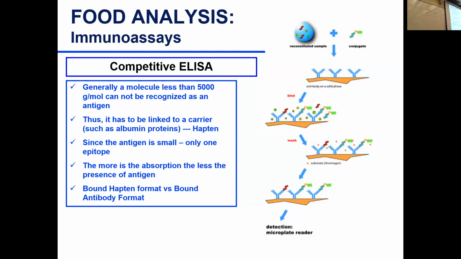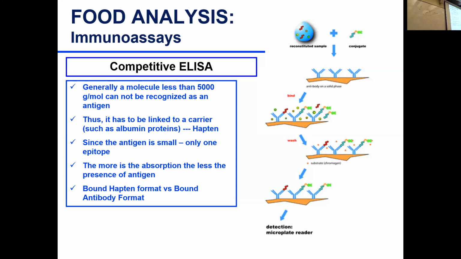So what happens here is that I have the hapten labeled with the green enzyme. I have my sample. I put them together, they compete. That's why it's called competitive. They compete, the antigen that is labeled with the hapten and the enzyme, and the antigen from my sample. So they compete for location on the antibody. And then when you wash, you add the substrate, and then you generate coloring.